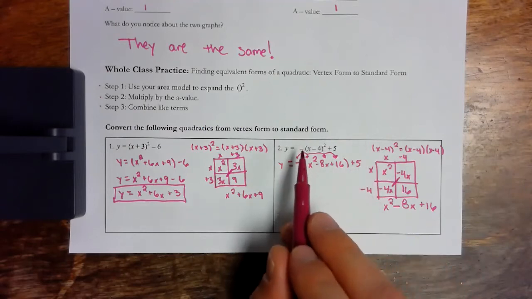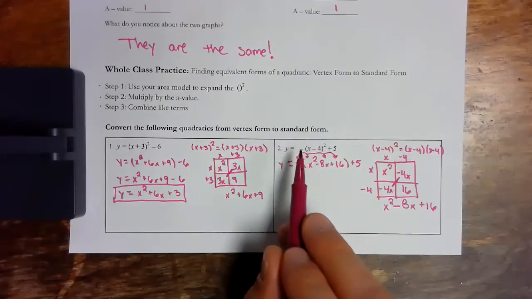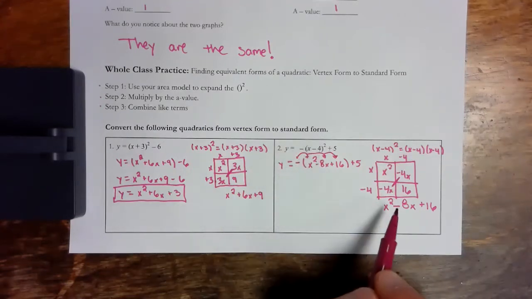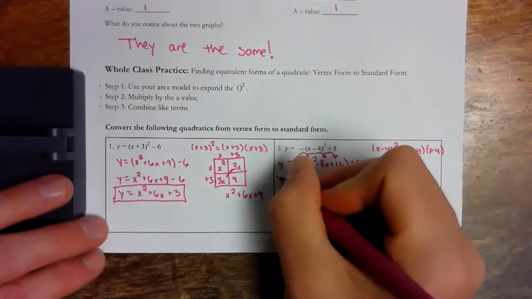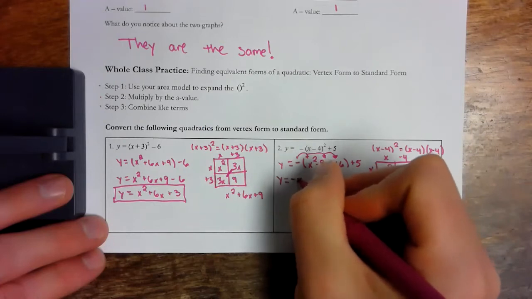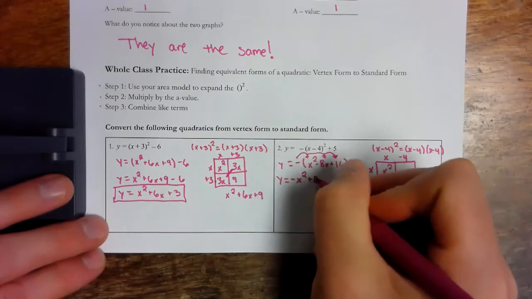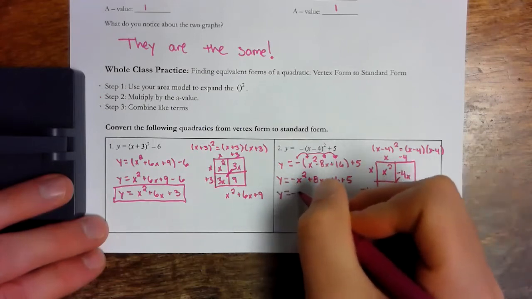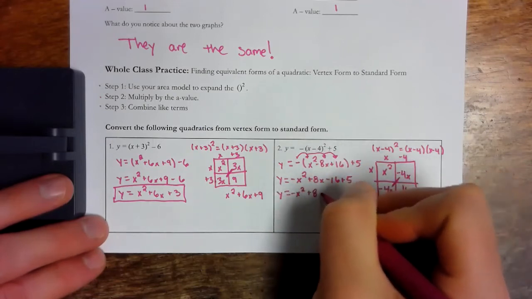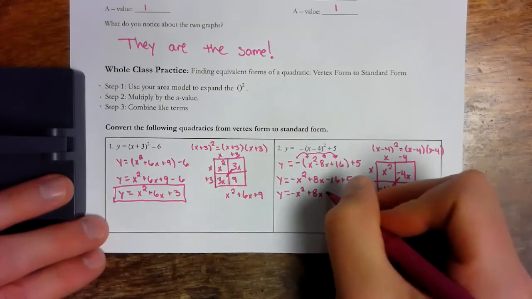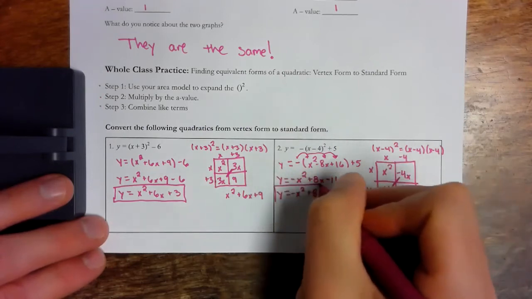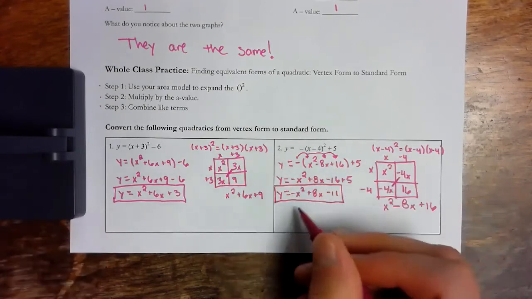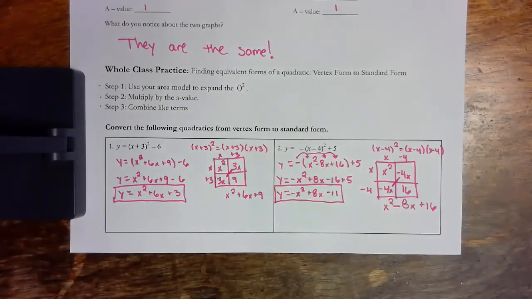If we were to read this out loud, it's -1 times x minus 4 squared. So we're doing that -1 times what x minus 4 squared is equal to, which is x squared minus 8x plus 16. So the 5 is just going to stay the same. After we distribute, I get -x squared plus 8x minus 16, and then plus 5. And so then combining the like terms, -16 plus 5 is -11. And now we have our equivalent form in standard form from what it was in vertex form.